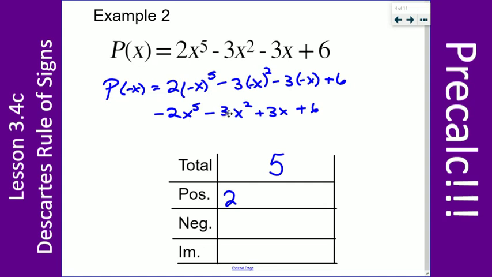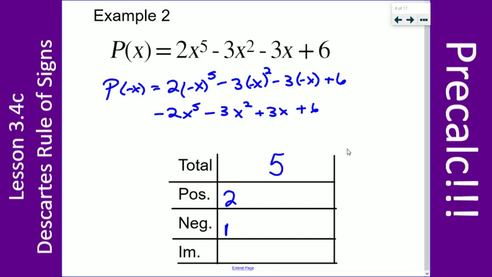We start out with a negative number, and it goes to a negative number, so we still don't have any sign changes. Then we go from a negative number to a positive number, so now we have one sign change, and then we go from a positive number to a positive number. So we have one sign change when we plug in p of negative x. So we have one negative root.